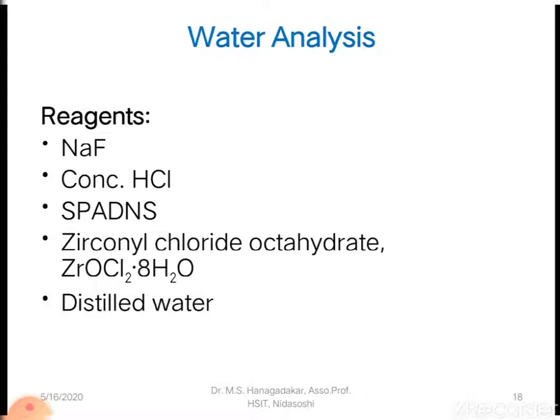As a result, we should know whether your water contains fluoride in the optimized range as prescribed by the World Health Organization. Hence, we have to follow this technical analysis, using some important chemical reagents in the chemistry lab. So what reagents are used for the analysis of fluoride? We need sodium fluoride, concentrated hydrochloric acid, SPADNS reagent, zirconyl chloride octahydrate, and we also need the solutions to be prepared using distilled water.